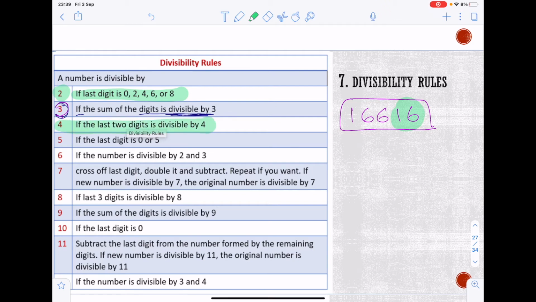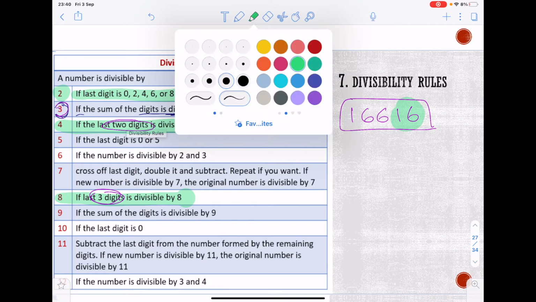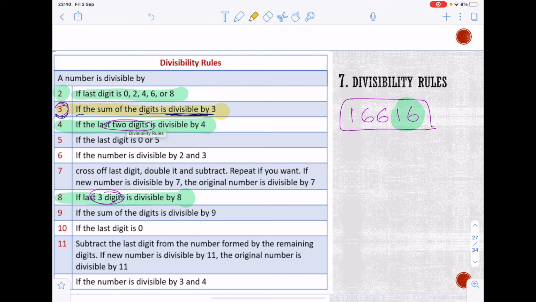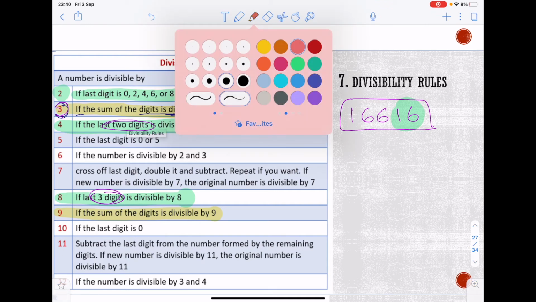Similar to divisibility by 4 is divisibility by 8, but for 8 we consider 3 digits, while for 4 we consider only 2 digits. Also, the divisibility by 3 is similar to the divisibility by 9. For 3, after we add the digits together, we have a number that's divisible by 3. And for 9, after we add the digits, we will have a number that's divisible by 9.